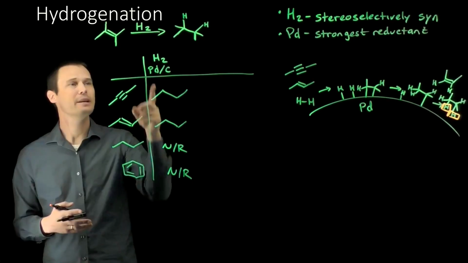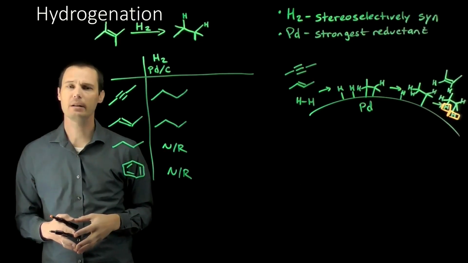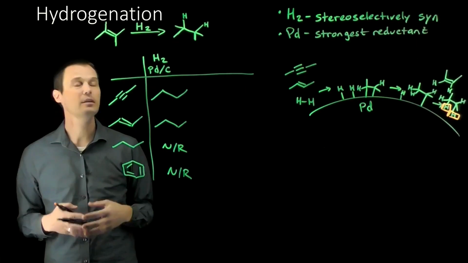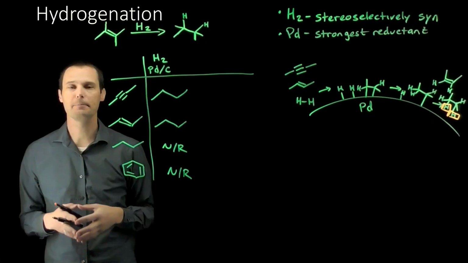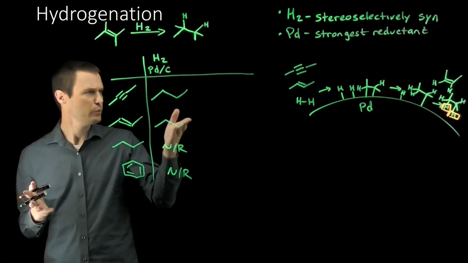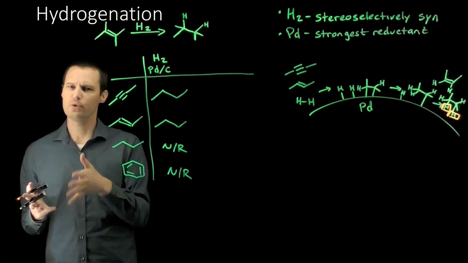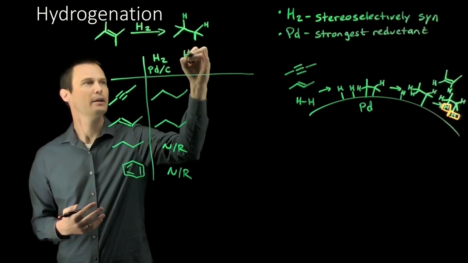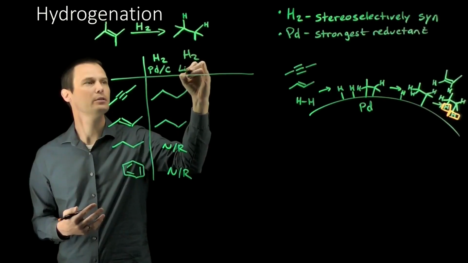We have already thought about this, but we can't use the palladium on carbon catalyst because it's the strongest reductant. It's so strong that it will reduce the alkyne to an alkene and then immediately the alkene to an alkane. So I need some kind of weaker reductant that can reduce the alkyne to the alkene, but is too weak to reduce that alkene to an alkane. And so the way we do that is, again, with hydrogen gas and a catalyst we call Lindlar's catalyst.